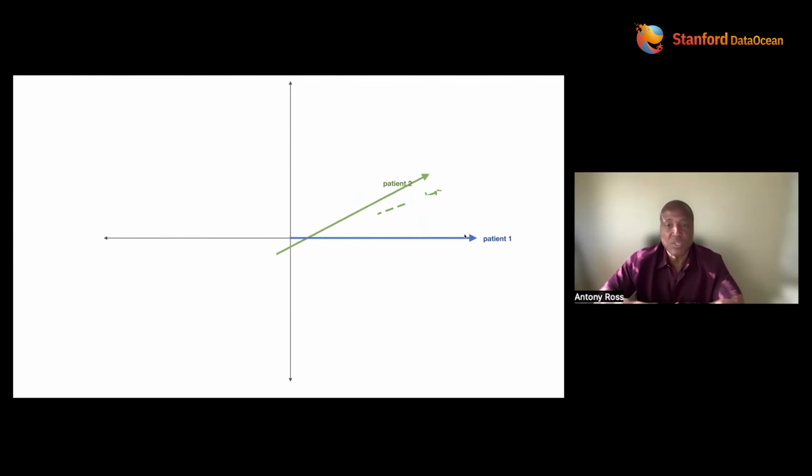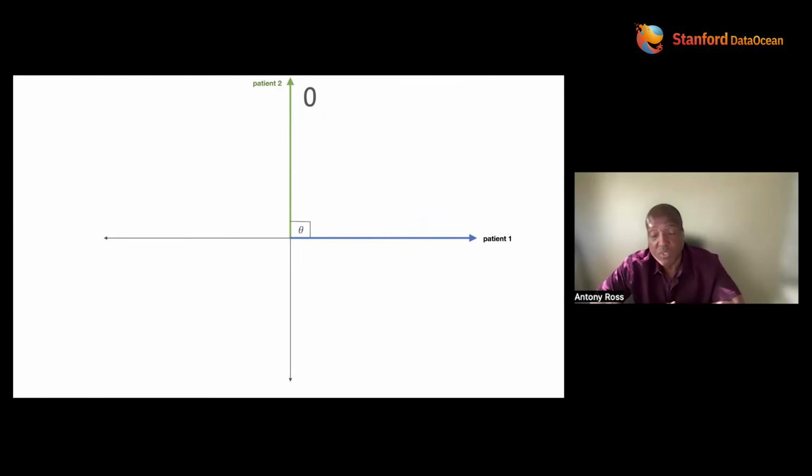Now, let's say patient 2 is pointing in this direction. That's 90 degrees, what we call orthogonal. Okay, perpendicular, this orthogonal right here. And you may remember that the cosine of 90 is 0. There's no relation with those 2 patients or that treatment or that subvariant in some genomic profile, whatever it might be, they're dissimilar.